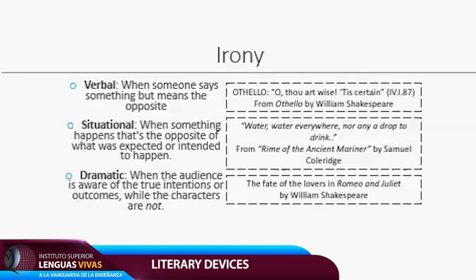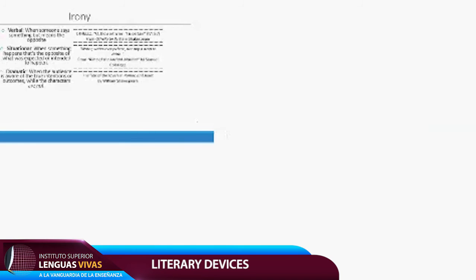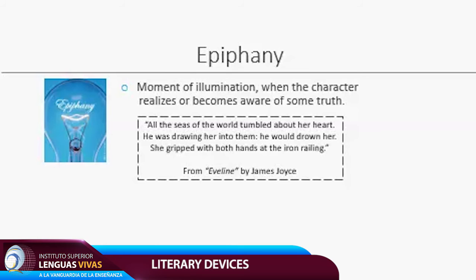The next literary device, which will come in handy when we discuss modernism, especially James Joyce, is epiphany. That moment of illumination in which a character realizes some truth, suddenly becomes aware of a certain situation or knowledge. I mentioned James Joyce because he was a master at using this device, and in his collection of short stories entitled Dubliners, there is an epiphanic moment in nearly all the stories.